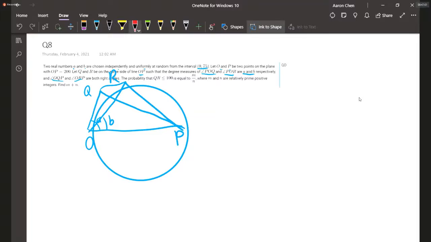And so, first of all, we can notice that QR is less than or equal to 100. This is Q and this is R. And so let the midpoint of the semicircle with diameter OP be something like N. And then the only way QR is less than or equal to 100 is if angle QOR is less than or equal to 60.